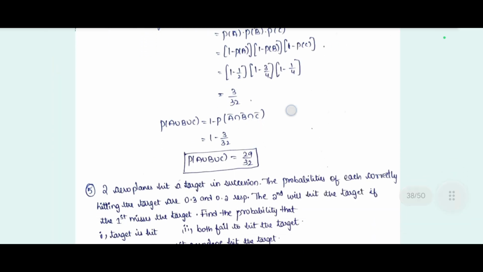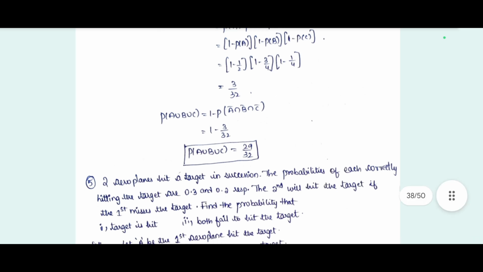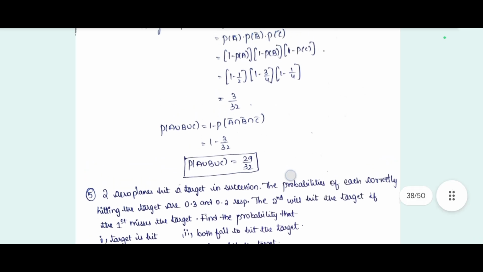I am giving another question on this. Please do it on your own. Two aeroplanes hit a target in succession. The probabilities of each correctly hitting the target are 0.3 and 0.2 respectively. The second will hit the target if the first misses the target. Find the probability that the target is hit, and that both fail to hit the target.